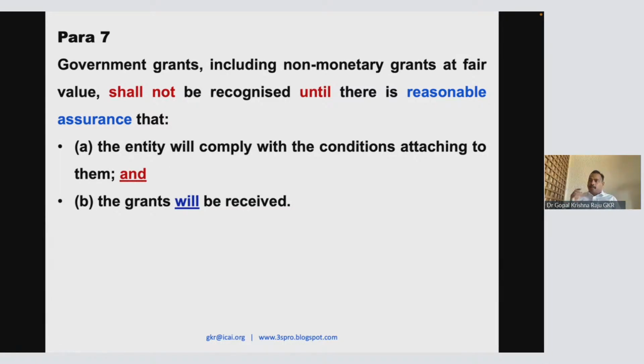For example, government is giving a GO saying we will give you 10 lakh rupees. You have founded a solar company, you are going to implement solar, we will give you 10 lakhs. Now, will you recognize it? Only if the entity will comply with the conditions. So the government grant has some condition. You will comply and the grant will be received because the GO has come. If the GO has come and you are ready to comply with the condition, then you recognize it in the books even though you have not received it, because it is a receivable.